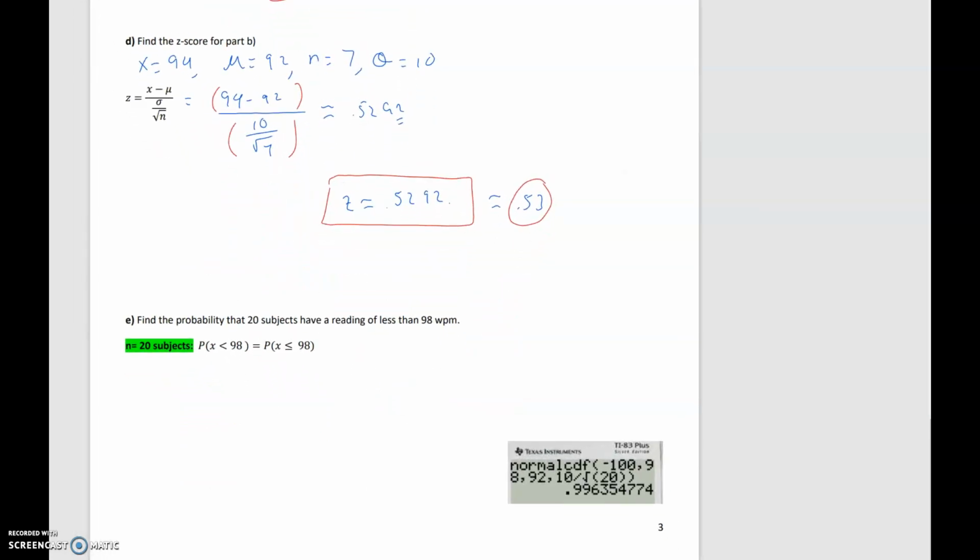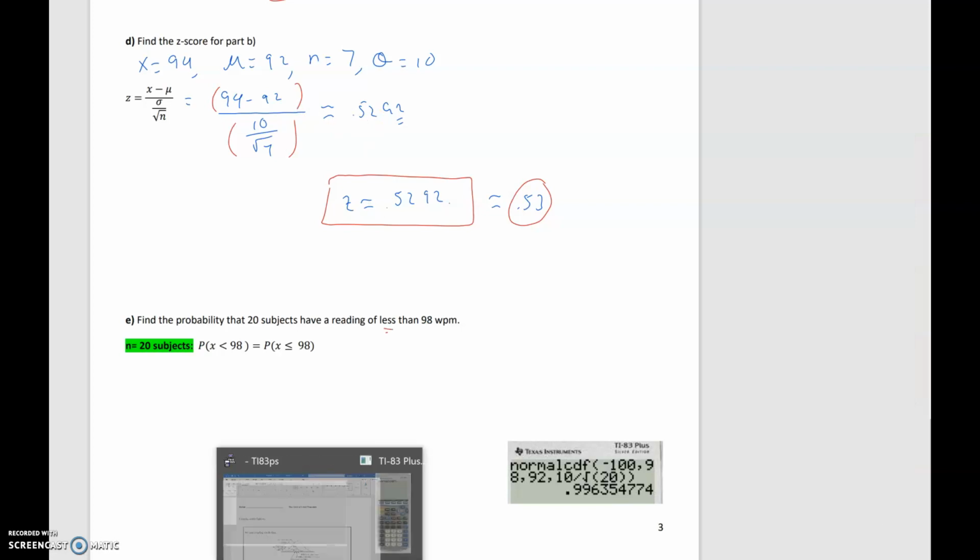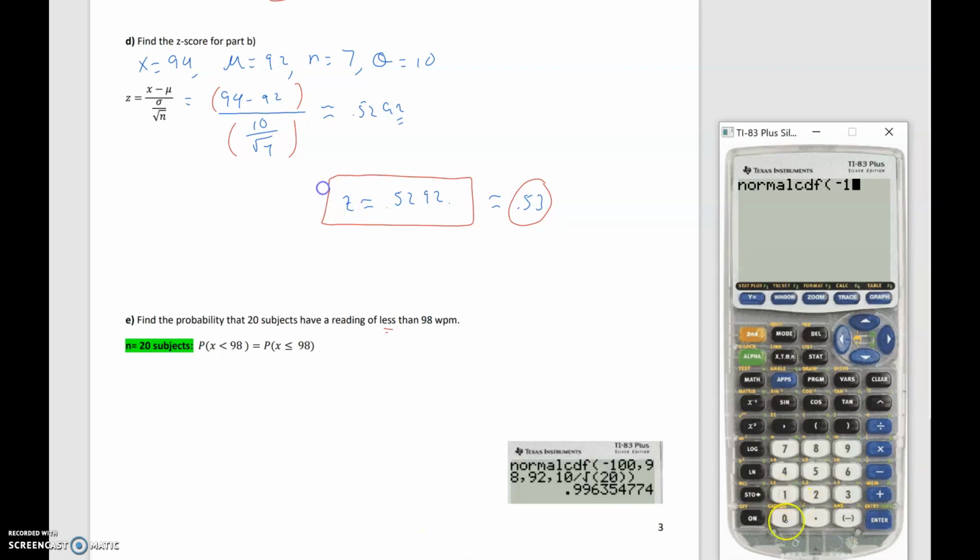Okay, so let me just run the calculator for you guys, the last one. And then here are ones less than 98, but for 20 subjects. So for the code, you're actually going to be doing normal CDF. Since the statement is a less than, we're going to be plugging in a negative value for the lower bound. The upper bound is going to be 98, and then the mean is going to be 92. The standard deviation, we still have 10, but the part that's going to change here is the subjects. So because of the 20 subjects, we're going to put in the square root of 20.